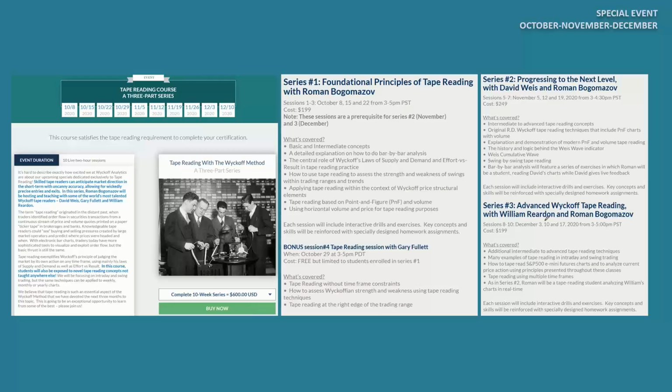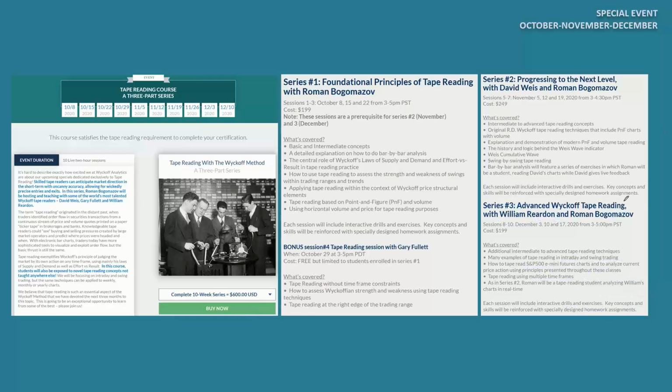And then we're introducing a new persona to our Wyckoff Analytics community, William Reardon. William resides in the UK. He is a very talented tape reader, and he specializes in intraday and swing tape reading, specifically of the futures. We're going to go through a lot of S&P 500 E-mini charts, and some of the futures like oil and some others. We'll discuss multiple time frame tape reading analysis, and again, I'm going to become a student and tape read what William gives me as a chart. Drills and exercises, homework, it's all there.